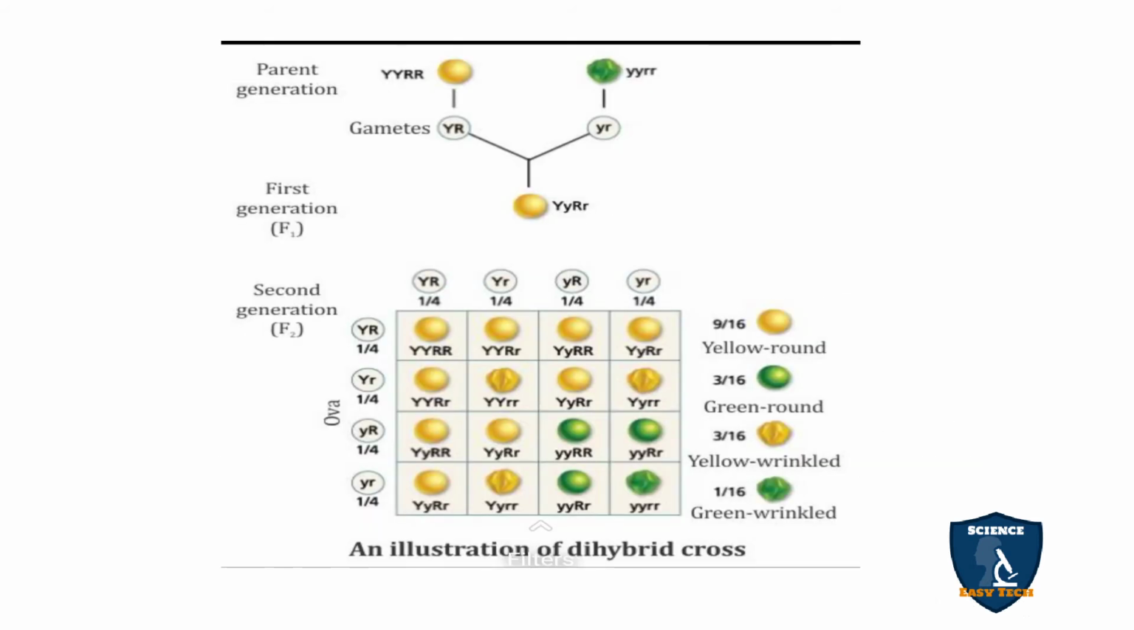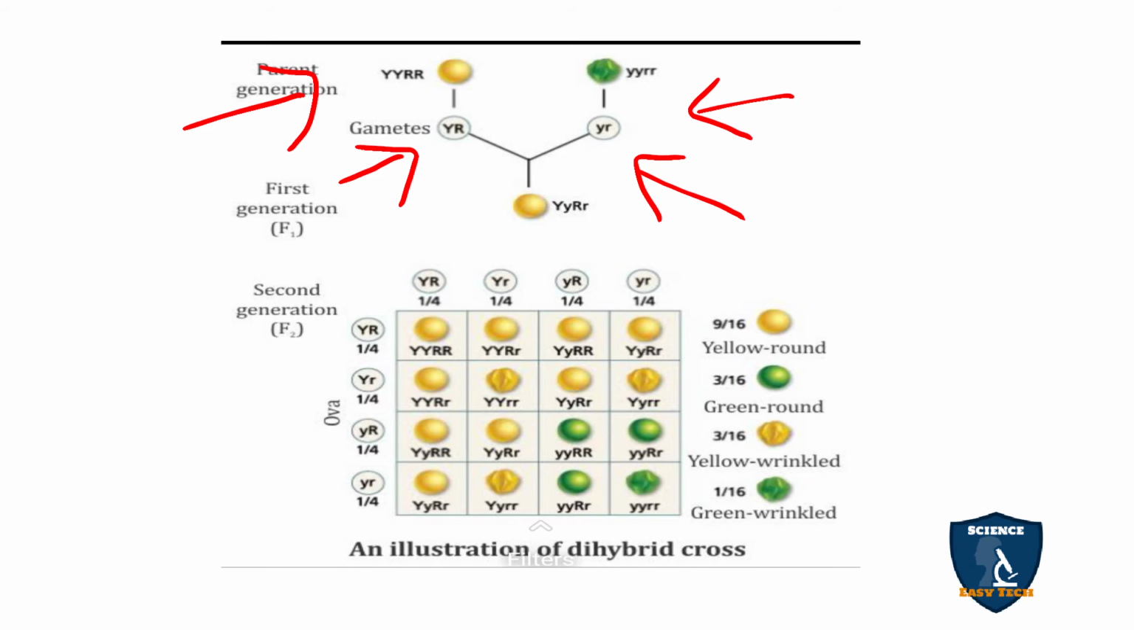Now you can see what Mendel took: yellow colored round seed, that is capital Y, capital R, crossed with wrinkled green seed. Round means full round, and wrinkled means somewhat shrunken. It is governed by genes small y, small r. From this the gametes have to segregate. Here the gamete is capital Y, capital R, and here it is small y, small r.